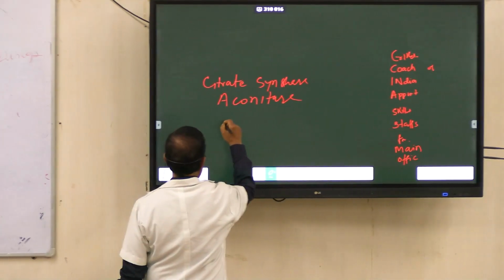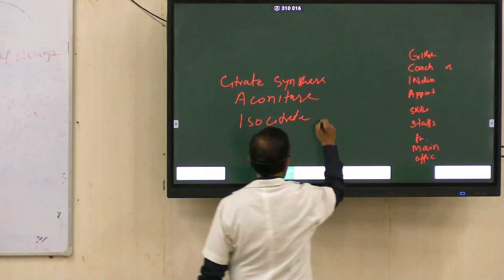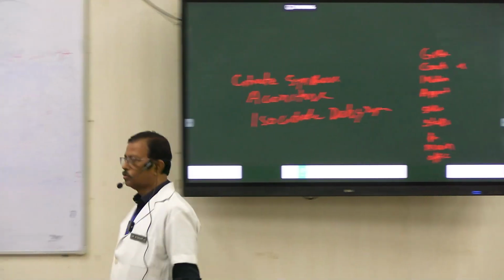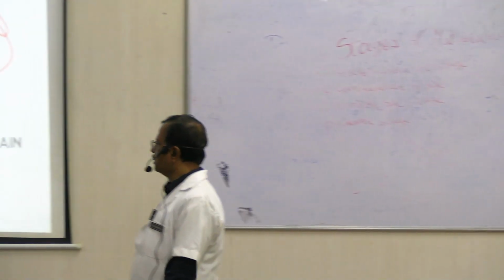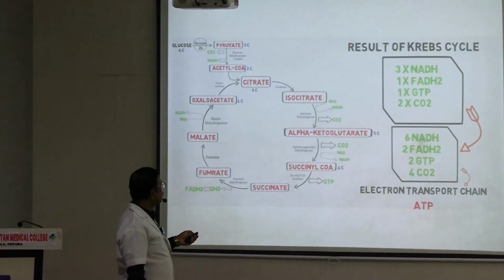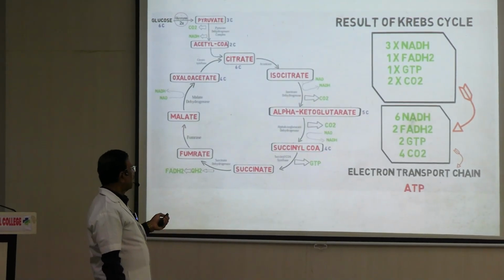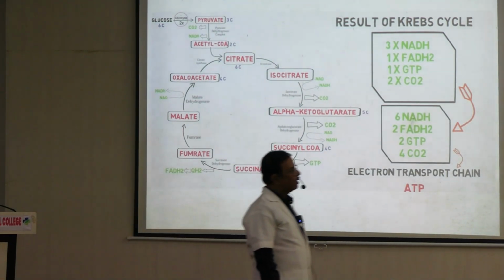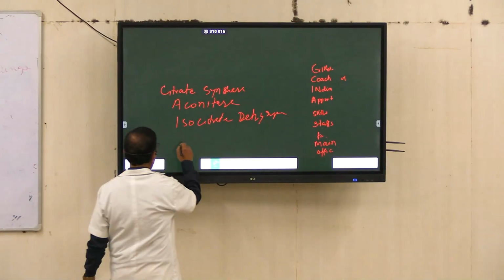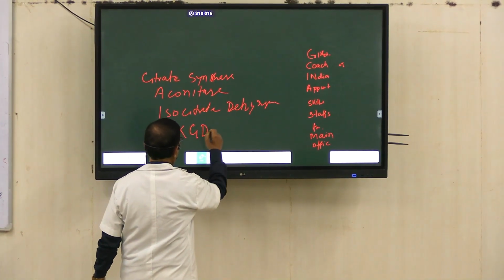Aconitase. Next is isocitrate dehydrogenase. Then isocitrate is converted into alpha-ketoglutarate. Then alpha-ketoglutarate is converted into succinyl-CoA. The enzyme is alpha-ketoglutarate dehydrogenase. It is like that of pyruvate dehydrogenase.